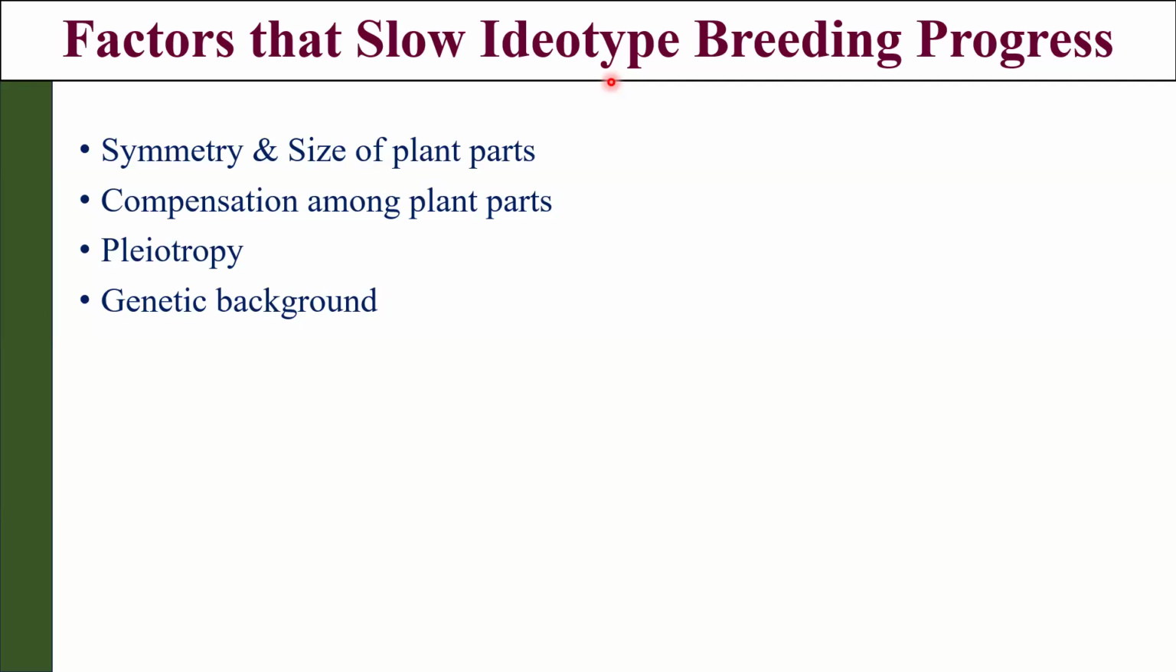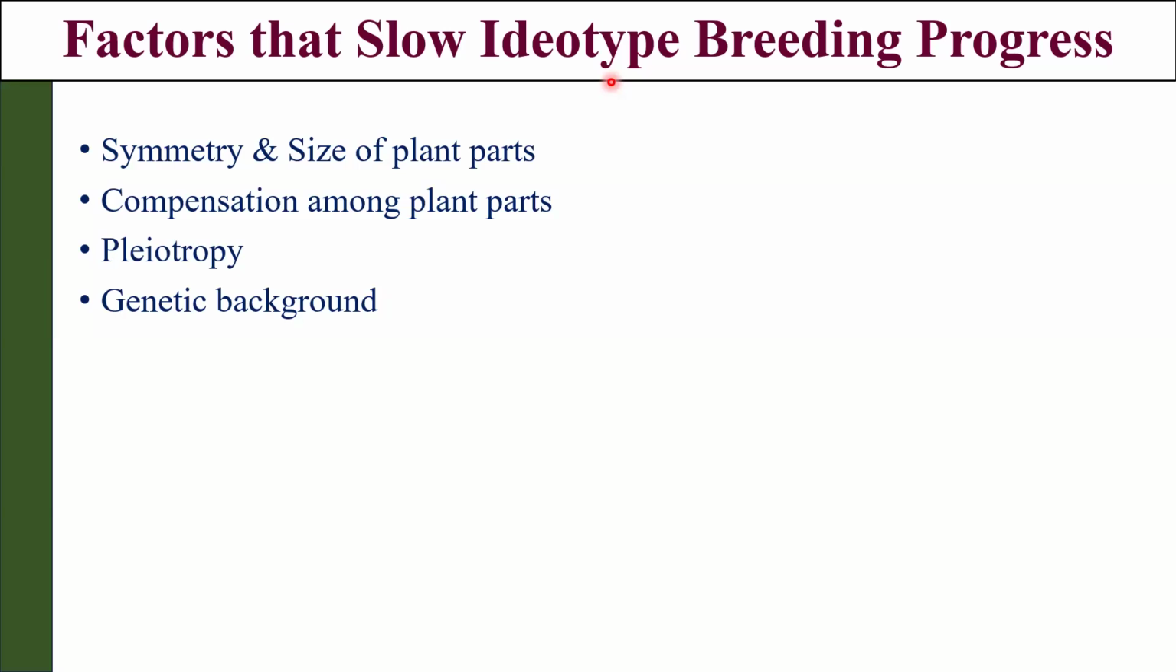Then compensation among the plant parts. Sorry, it's not parts actually. Compensation among the plant traits. For example, if you are increasing the grain number, then definitely there will be a reduction in the grain size. Then how do you compensate for it? That will be a very important task.